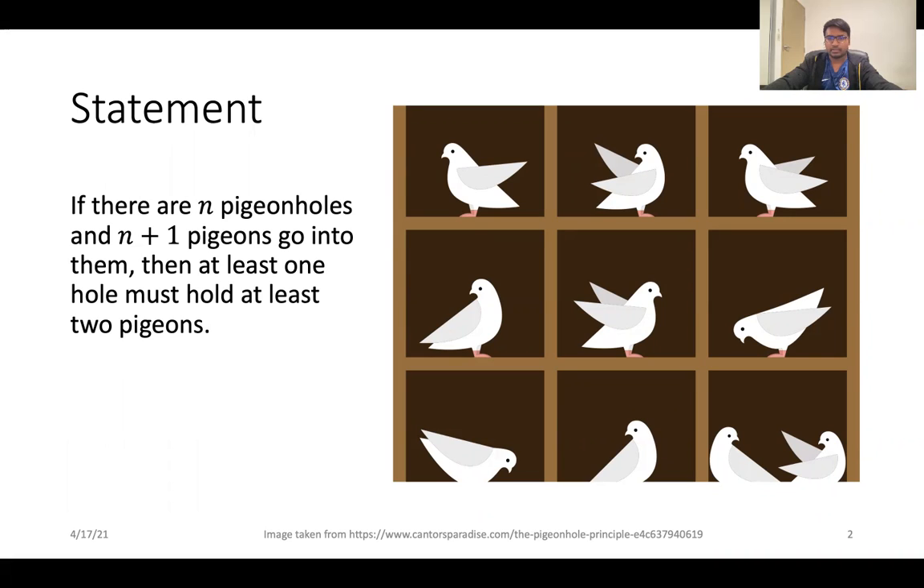As you can see in the figure right here, there are 9 pigeonholes and 10 pigeons. The bottom right corner has 2 pigeons and the rest of them have just the one. So you can see the statement playing out in this figure.